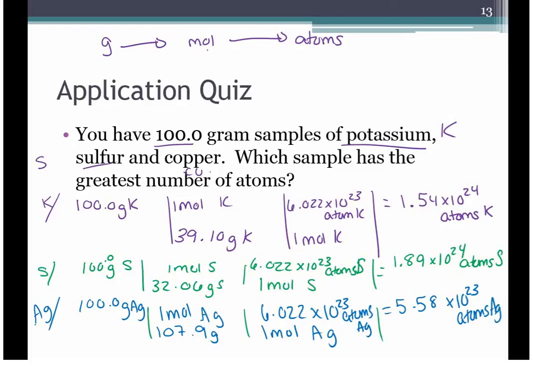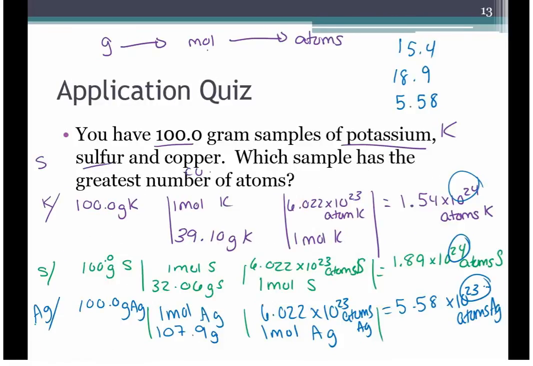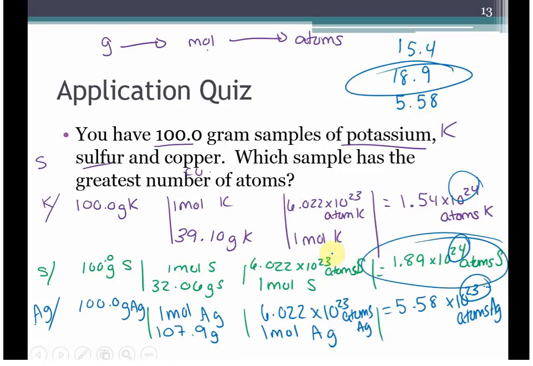Which of these is the biggest? Because these exponents are not all the same, you have to look there first. These are like comparing 15.4, 18.9, and 5.58, because this guy is smaller by one. So because of that, this 18.9, or the sulfur sample, contains the largest number of atoms.